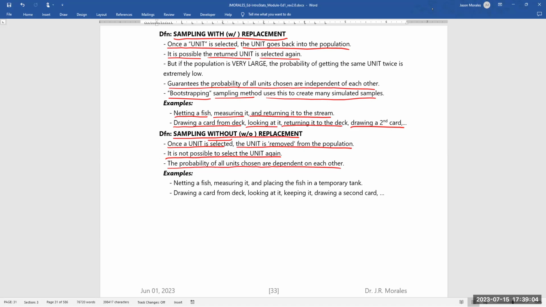So some examples similar to what we had with replacement. So sampling without replacement, if you were to net a fish, measure it, and then place the fish in a temporary tank, that keeps it out of the population of fish in the stream. Or when it comes to a deck of cards, drawing a card from the deck, looking at it, and then keeping it, and then drawing a second card.